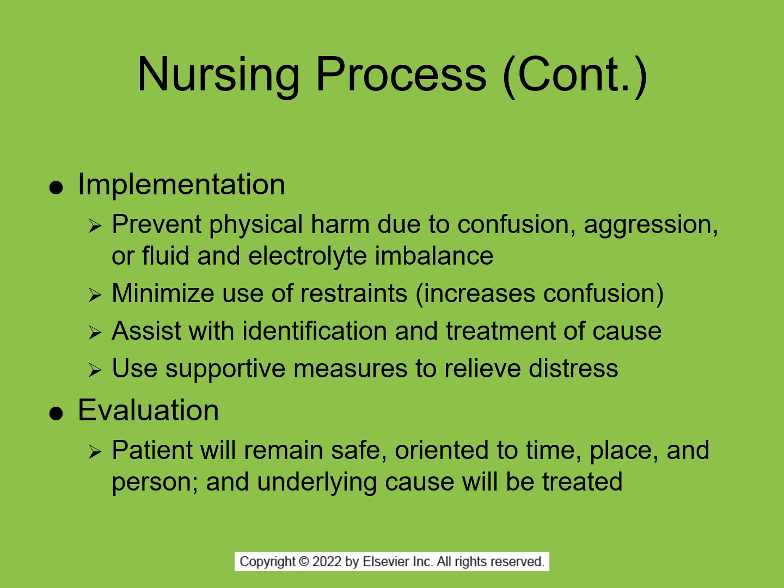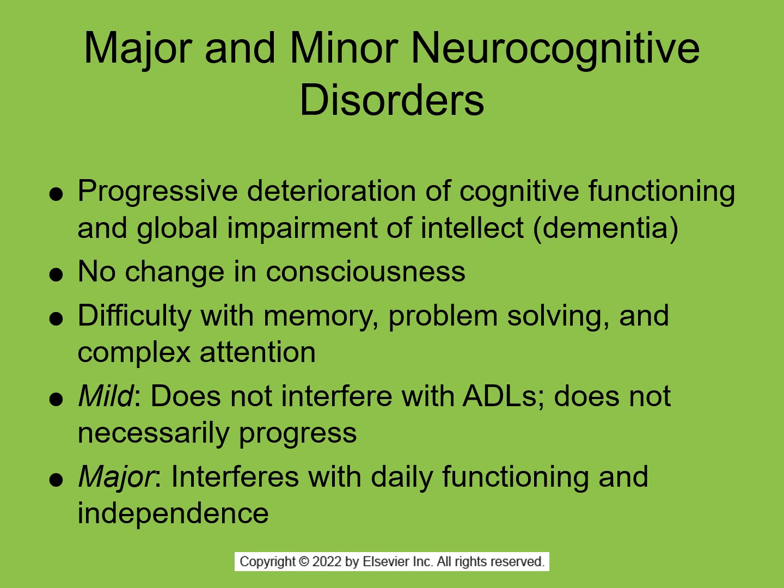Implementation, again: we're going to prevent harm, monitor for electrolyte imbalance, and we may have to use minimum restraints if they get really confused. But again, remember the least restraint protocol. Make sure you use your agency protocol. Again, assist with identification and treatment of the cause of the problem. What is this confusion or delirium linked to? Then we're going to evaluate the client and make sure that our goals or outcomes are met.